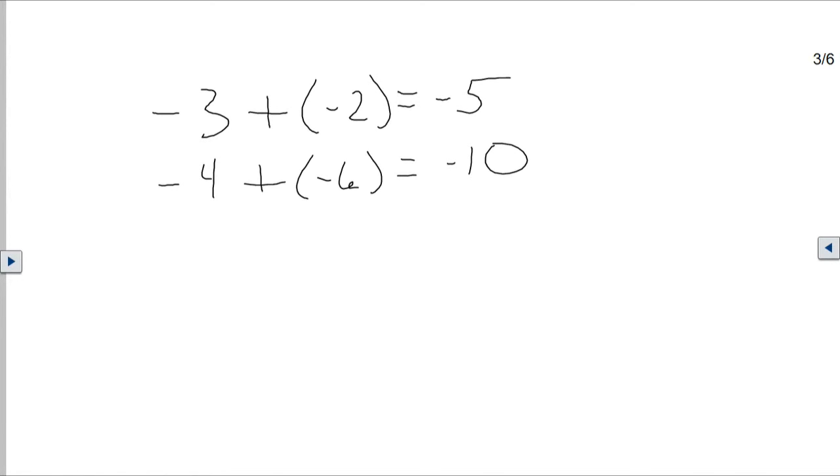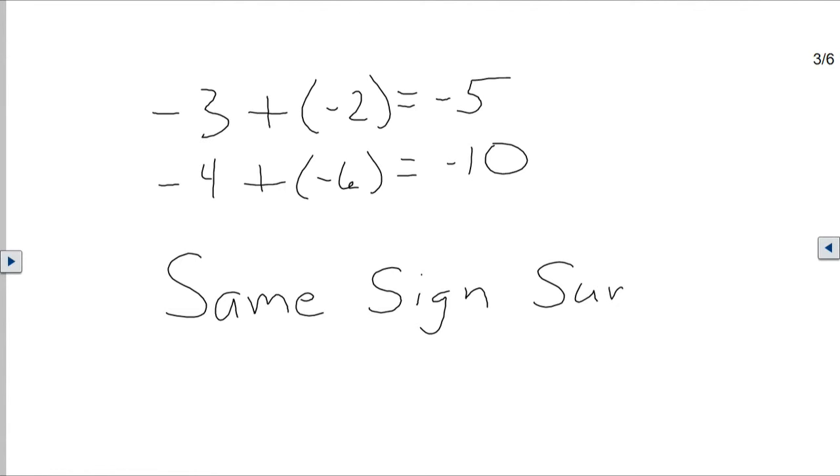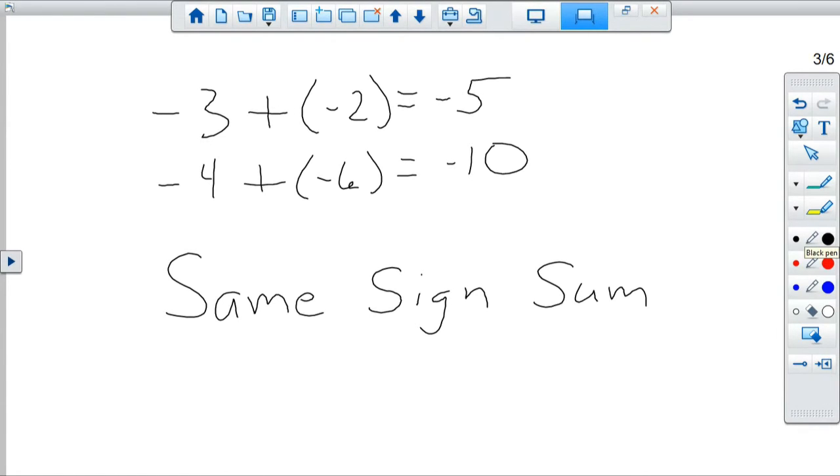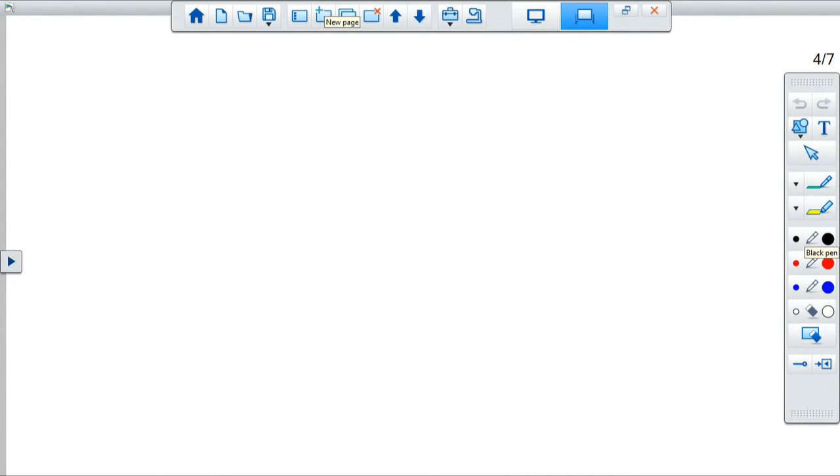We have a saying that kind of helps us, and that saying is same sign, sum. Which simply means we're going to add those numbers together. Add their absolute values, and then it's just going to be negative. 2 negatives add together make a negative, 2 positives add together make a positive. Same sign, sum.